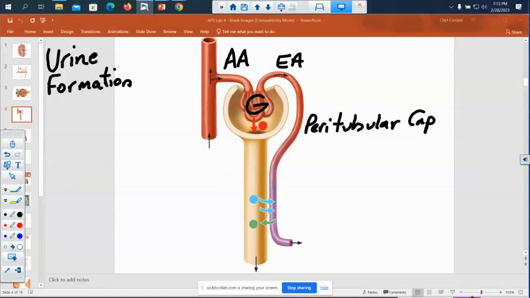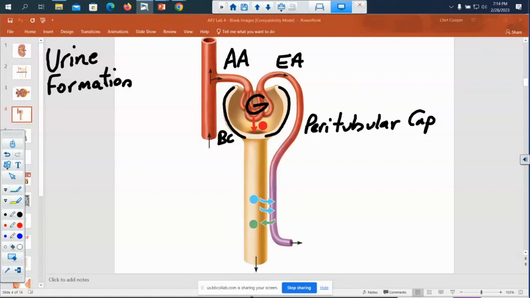So what in the world? Well, let me do this. So what's this? The Bowman's capsule. Very good. That's our BC. So what's this? Proximal, loop of Henle, and distal. They're taking it and putting it all together. They're just saying, this is the tubule. We're not going to worry about their names. So what they're trying to show you is this, first off.